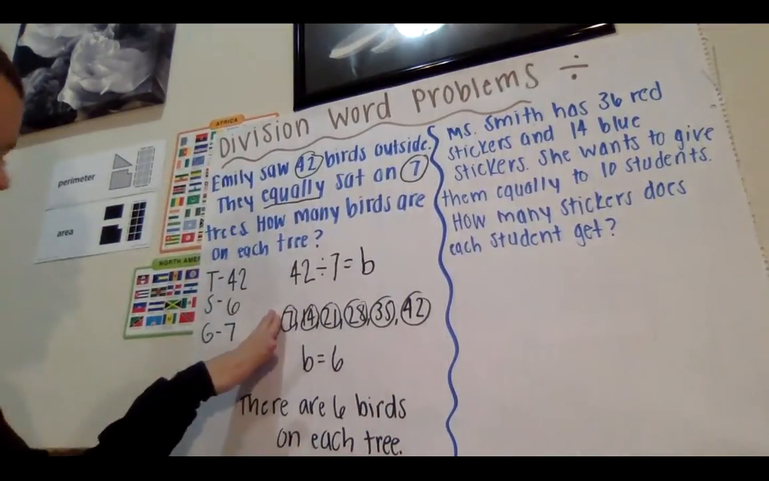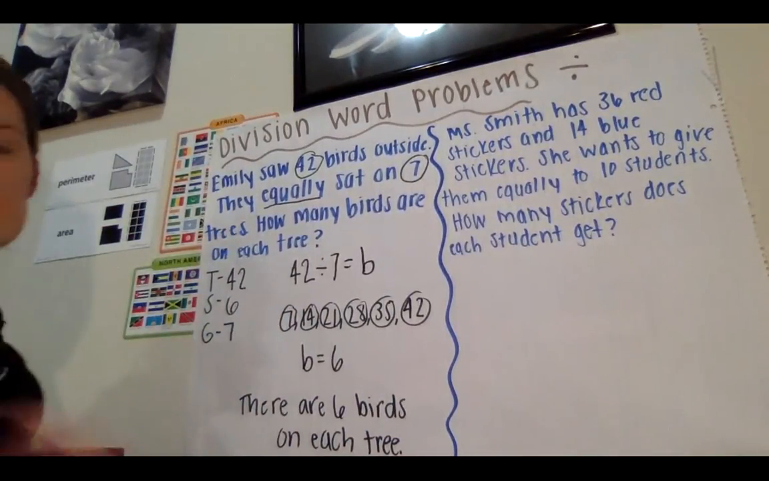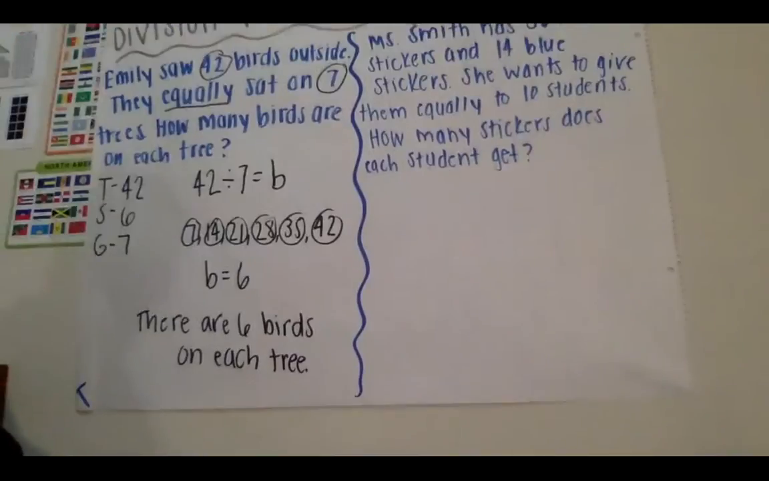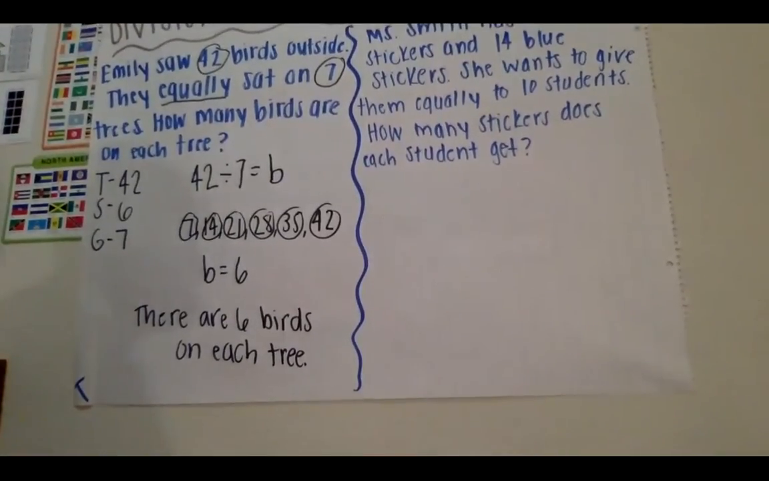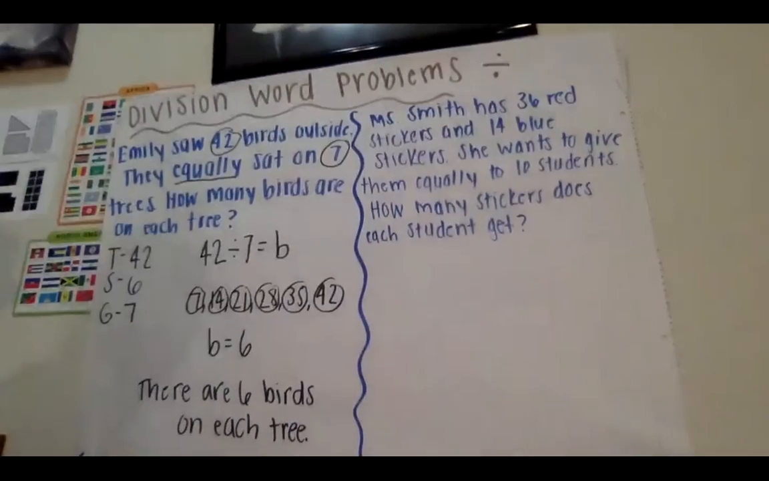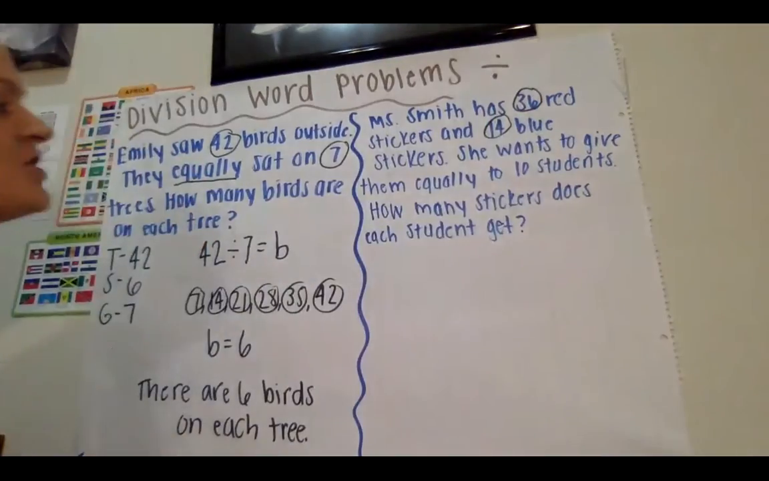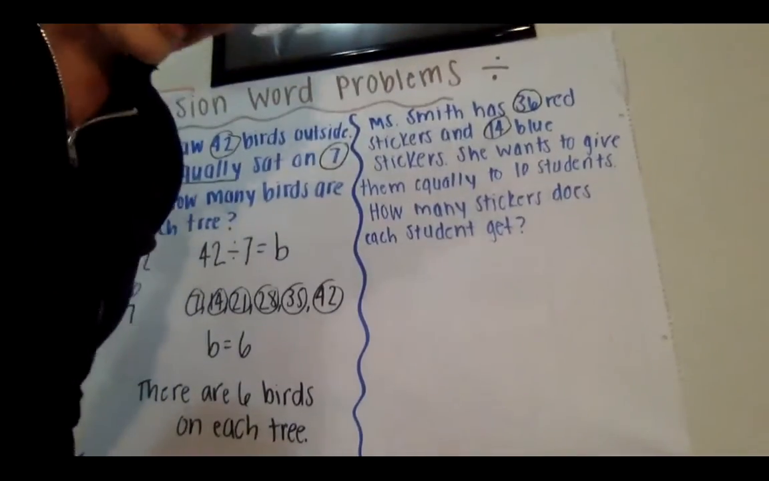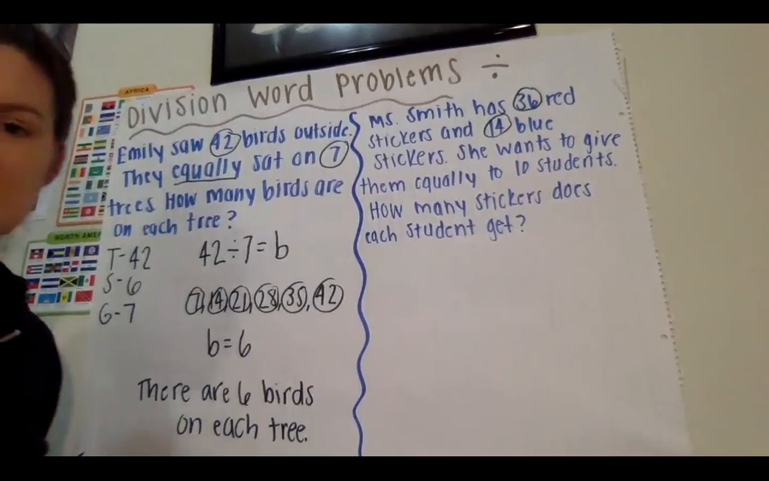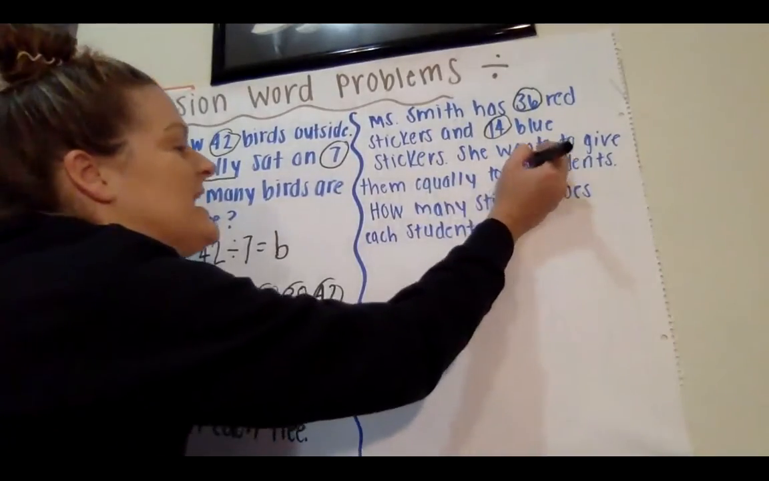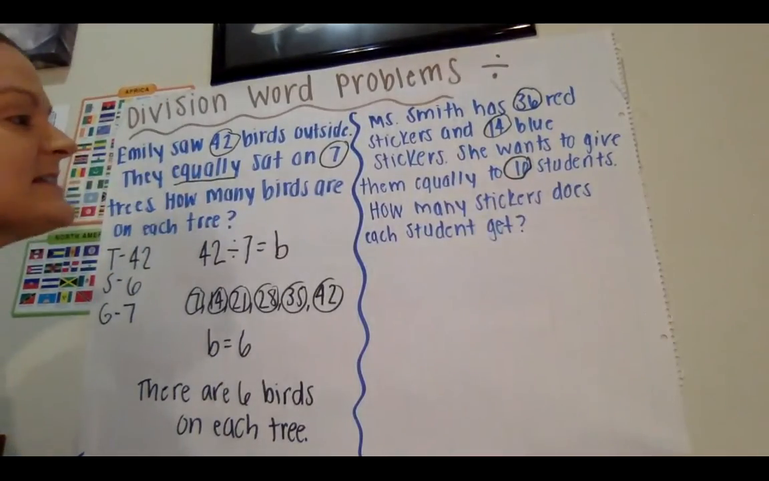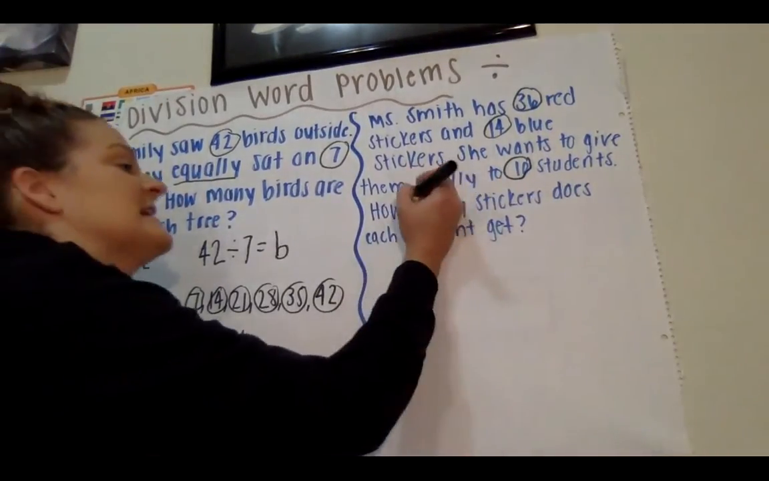I drew my work, wrote an equation, wrote my sentence. Now let's look at number 2. Miss Smith has 36 red stickers and 14 blue stickers. She wants to give them equally to 10 students. I'm sorry, my chair is so loud today. To 10 students. How many stickers does each student get?